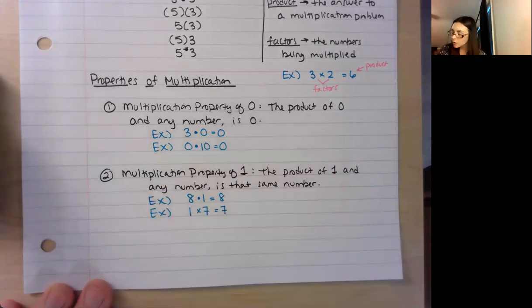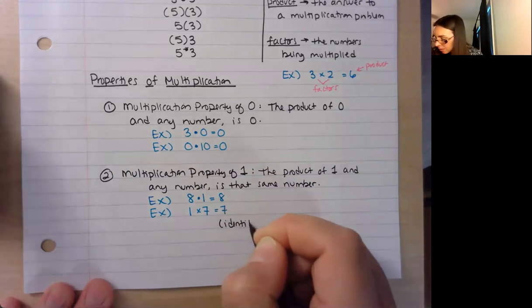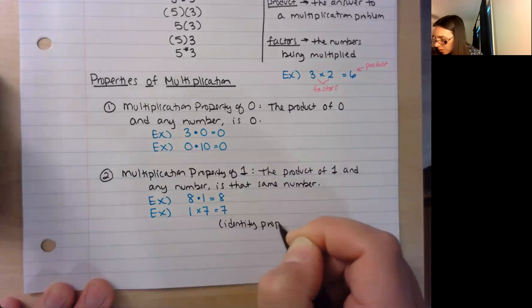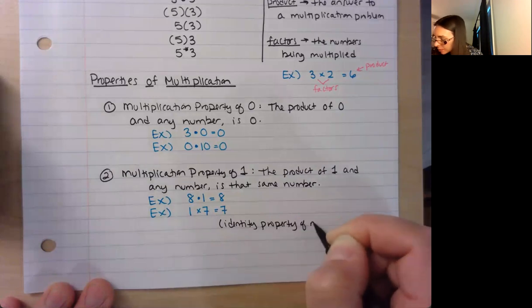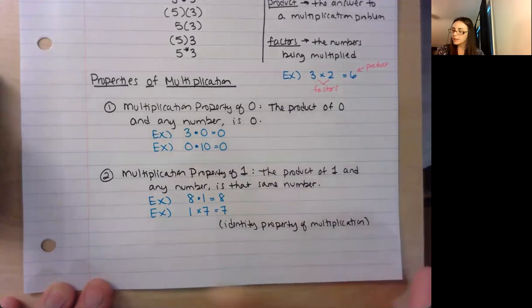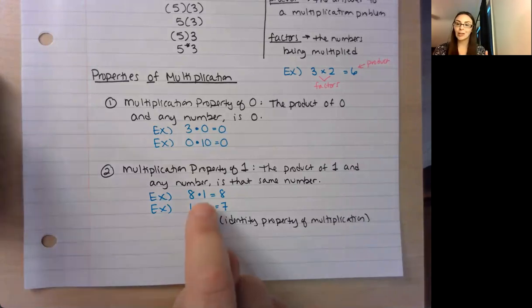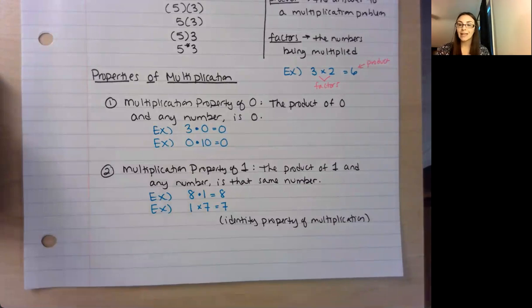Now, this is also called the identity property of multiplication. So that's the more formal term. If you see it, usually we say that in an algebra class. And the reason is because the number 1 allows the identity to remain the same for the other number when we multiply with it. So multiplying by 1, it doesn't change the identity of 8, doesn't change the identity of 7. So we also call this the identity property of multiplication.